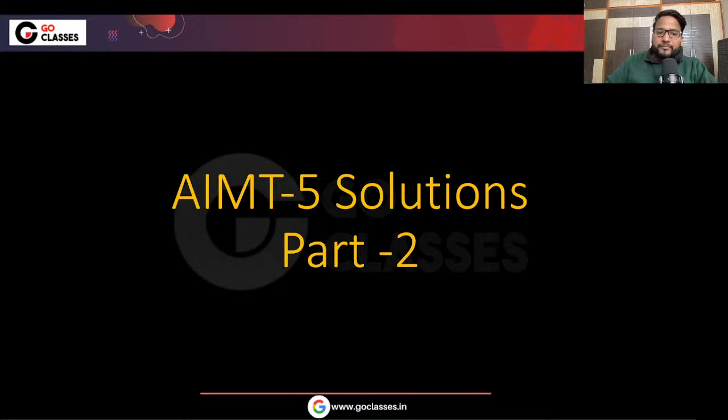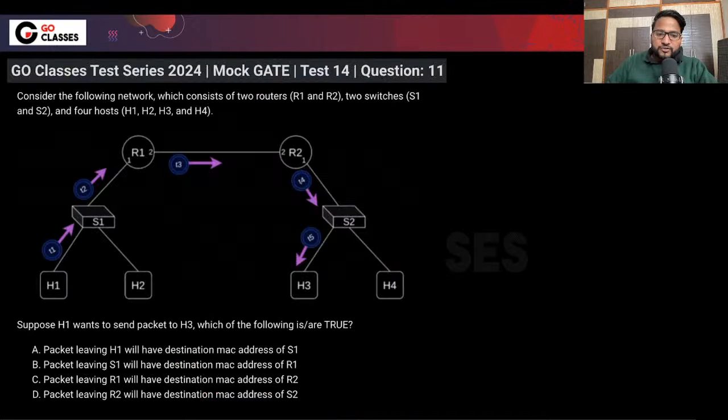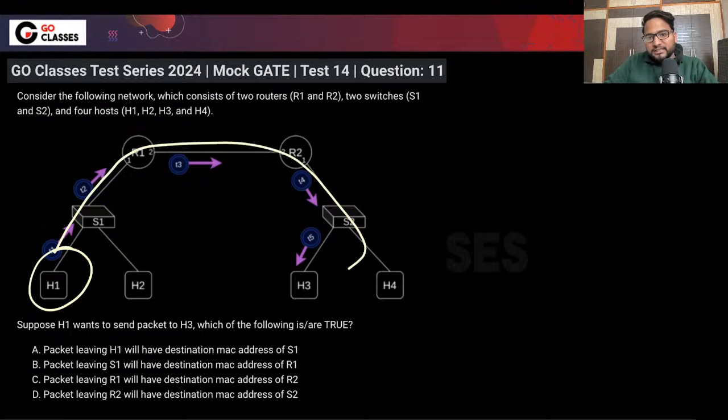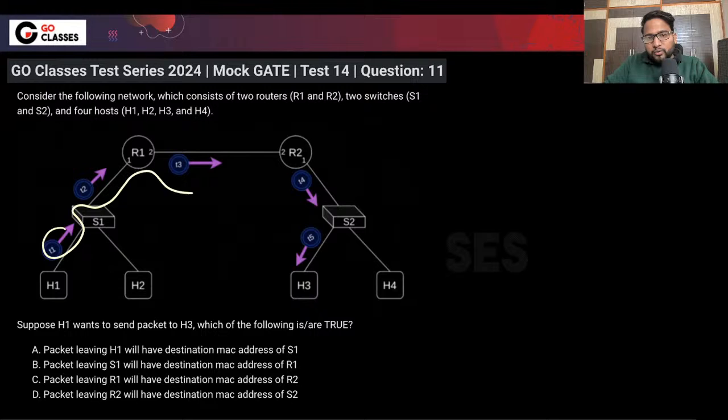So let's get started. Now let's see the very first question, which was really a nice question, from a computer networks background. This question is saying, suppose H1 wants to send a packet to S3. In that case, what do these T1, T2, T3, T4 contain as a destination MAC address? That's what it is asking, right?